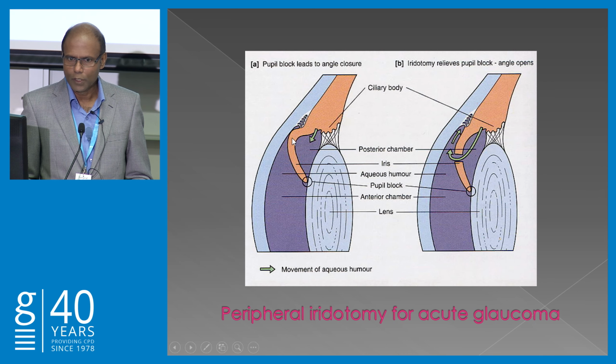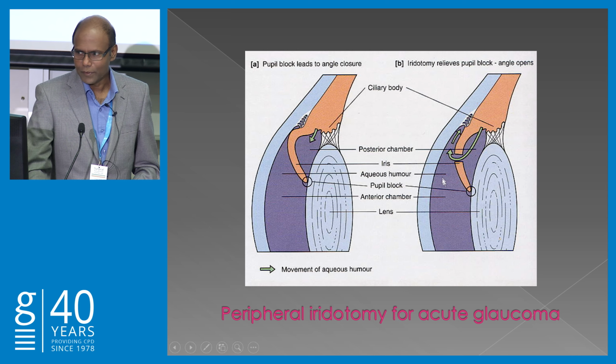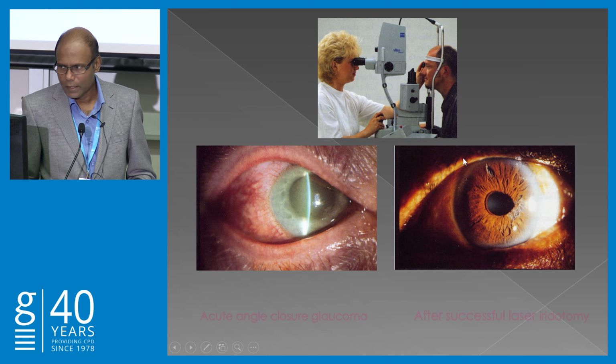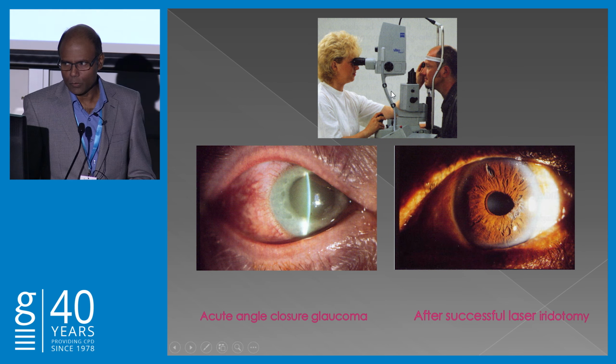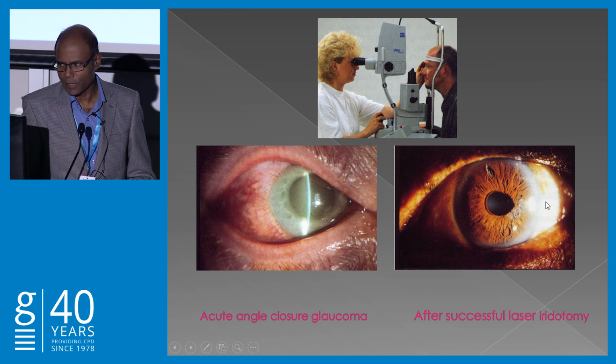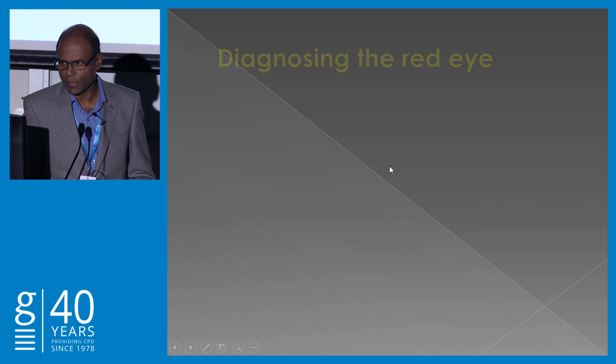This is what we do. At the periphery, you make a small opening, and that's how you treat. So that's a laser mounted on a slit lamp. So you can see the peripheral iridotomy, nowadays we do it at the 3 o'clock meridian.